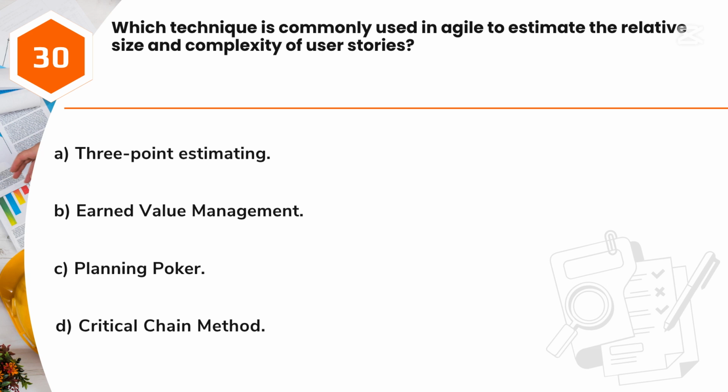Question 30. Which technique is commonly used in Agile to estimate the relative size and complexity of user stories? A. 3-point estimating. B. Earned value management. C. Planning poker. D. Critical chain method.